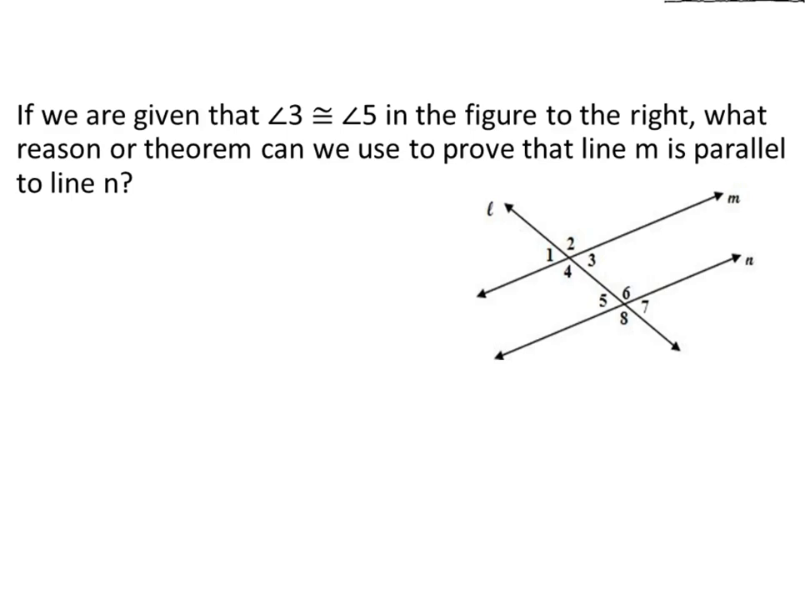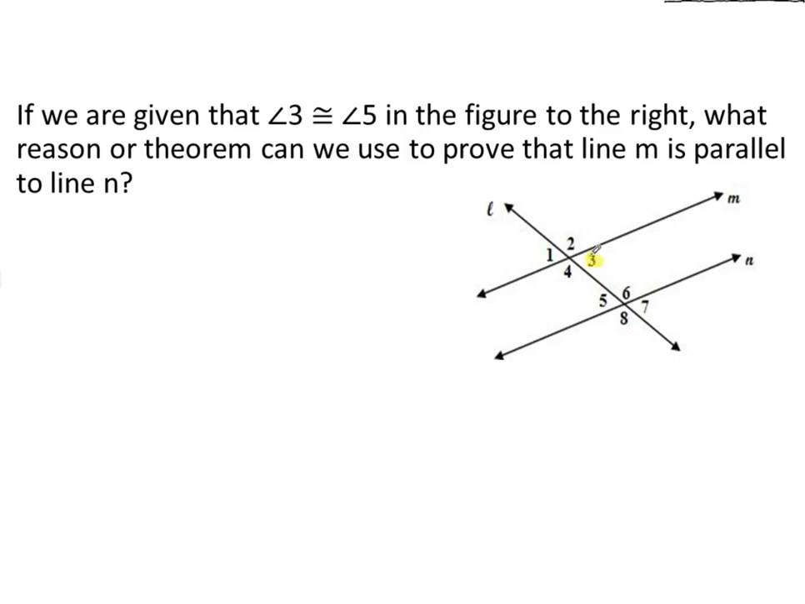This question says, if we are given that angle 3 and angle 5 are congruent in the figure to the right, what reason or theorem can we use to prove that line M is parallel to line N? So first off, you want to find those angles and decide what kind of relationship those angles have.